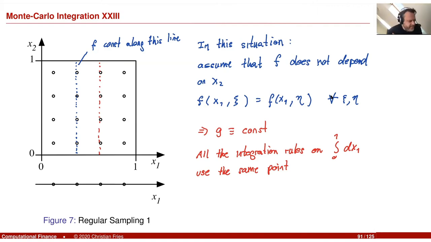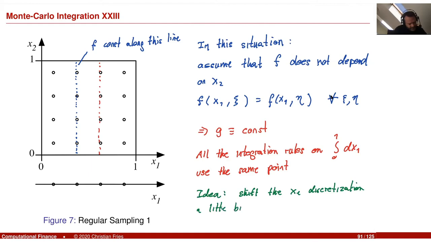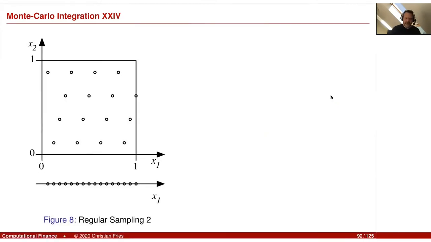Okay, so a very simple improvement. So let's have an idea here. Idea: shift the X1 discretization a little bit for every x2. So actually I would like to use my integration points x1 plus maybe a small shift which depends on x2. Okay, let's have a picture. So this would look like this.